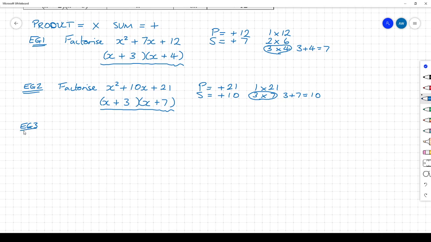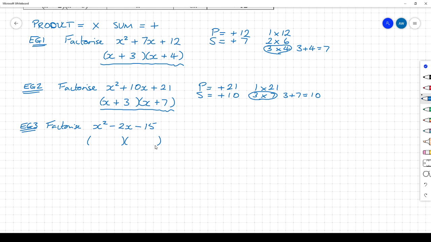I'm going to throw a negative in here now. Factorize x squared minus 2x minus 15. So I'm chucking in two minuses instead of two pluses. So what do we do? Same method.